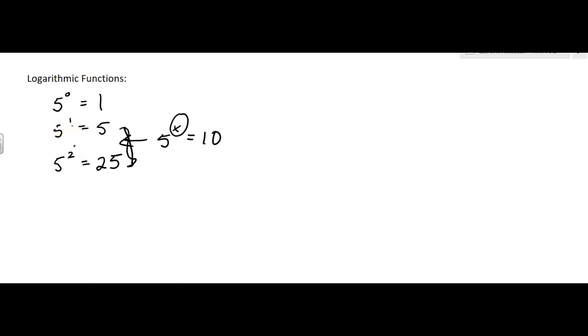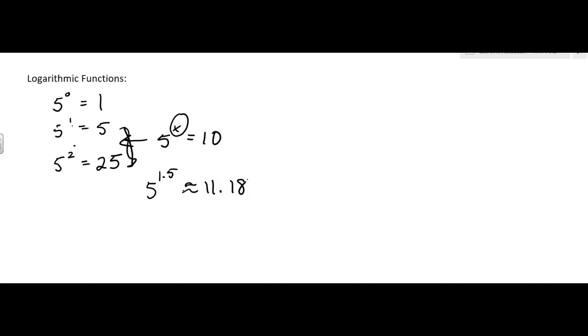So we could guess. We could say, well, what's 5 to the 1.5 power? And you could do that on your calculator. Let's do that on our calculator. Let me turn on my calculator. 5 to the power of 1.5. Well, I get approximately 11.18. So it's kind of close to 10, not too bad of a guess.